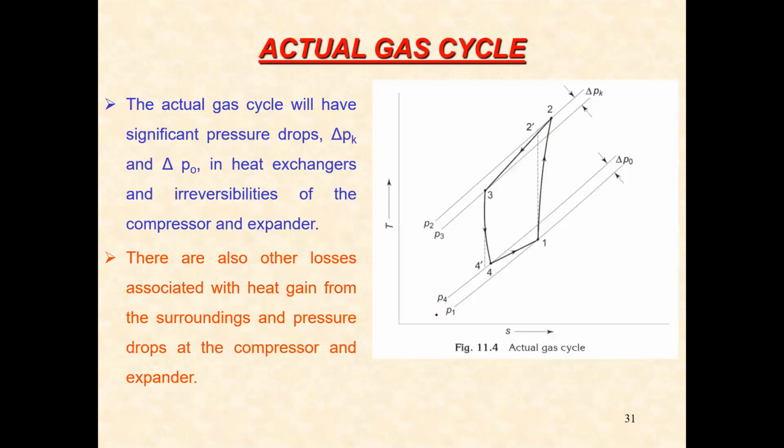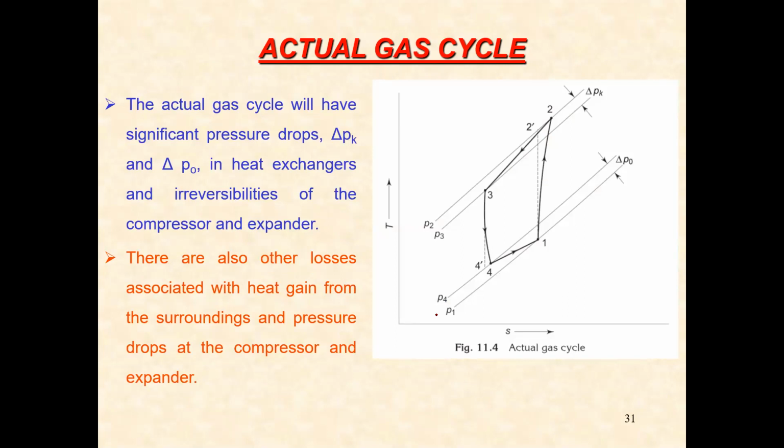Now let us talk about the actual gas cycle. Till now what we were considering is that the processes are taking place in a reversible manner, and we were considering that there is no drop in pressure in the heat exchanger, and that the processes in the compression and expander are isentropic, but in actual case it does not happen so.